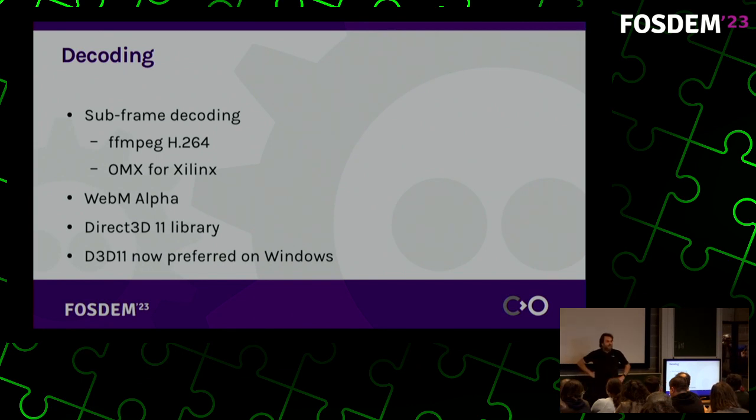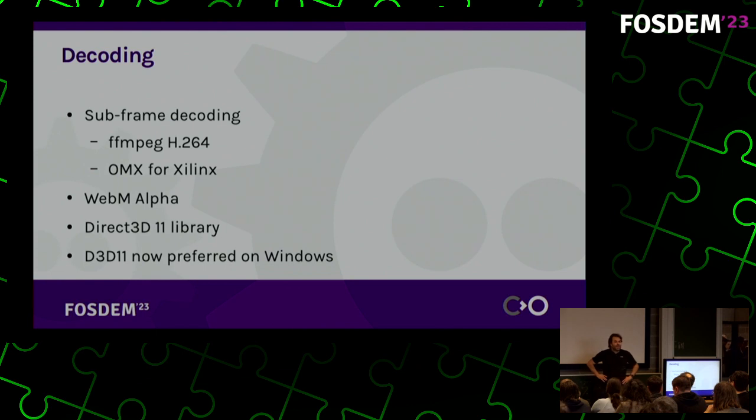We have WebM Alpha. So the WebM format, so VP8, VP9 don't have support for transparency built in, but there's a WebM extension where we basically store two separate video streams. One with the colors and one with the transparency. And now we have an element that will spin up two decoders and then recombine them into a YUV stream.